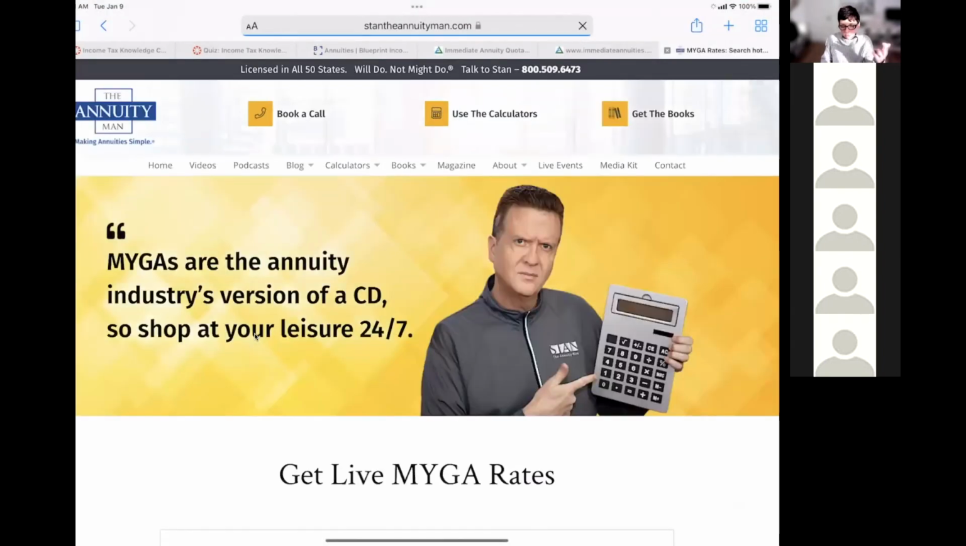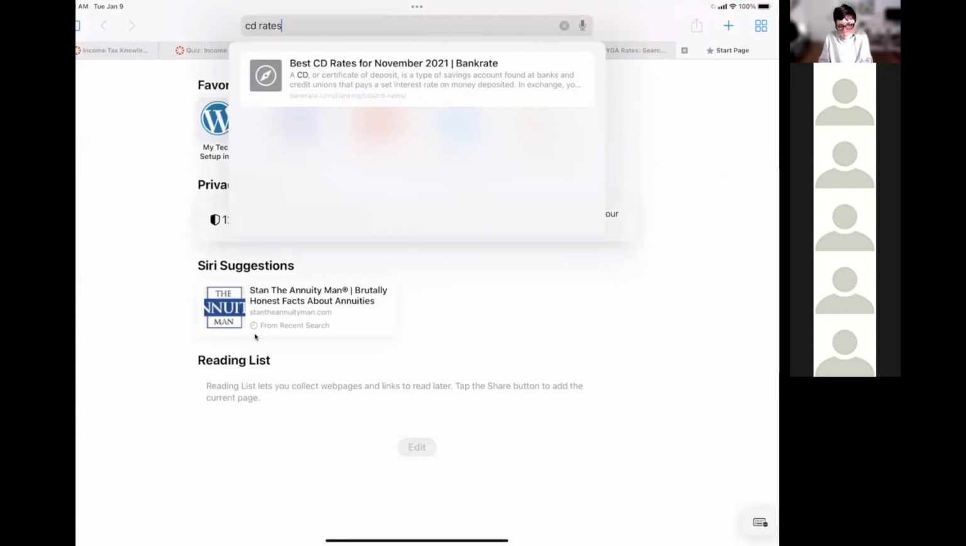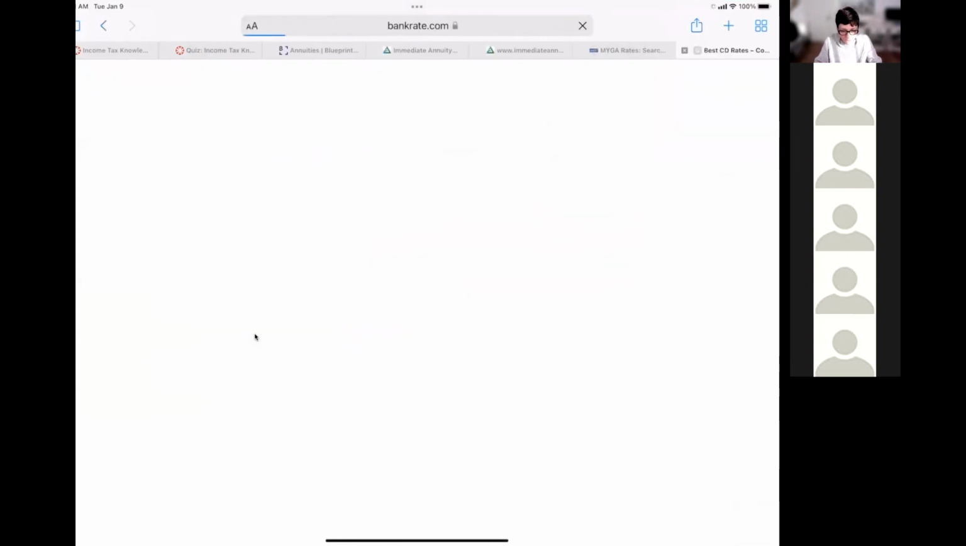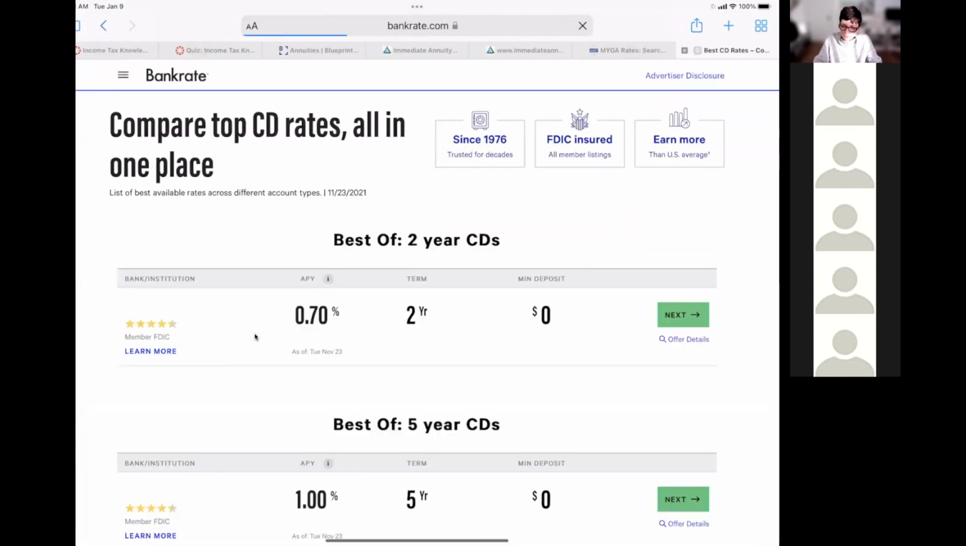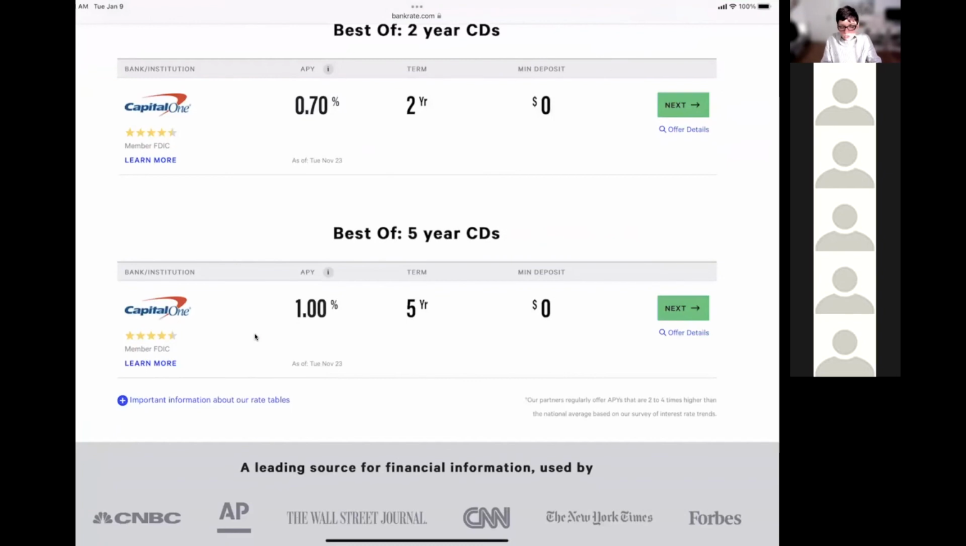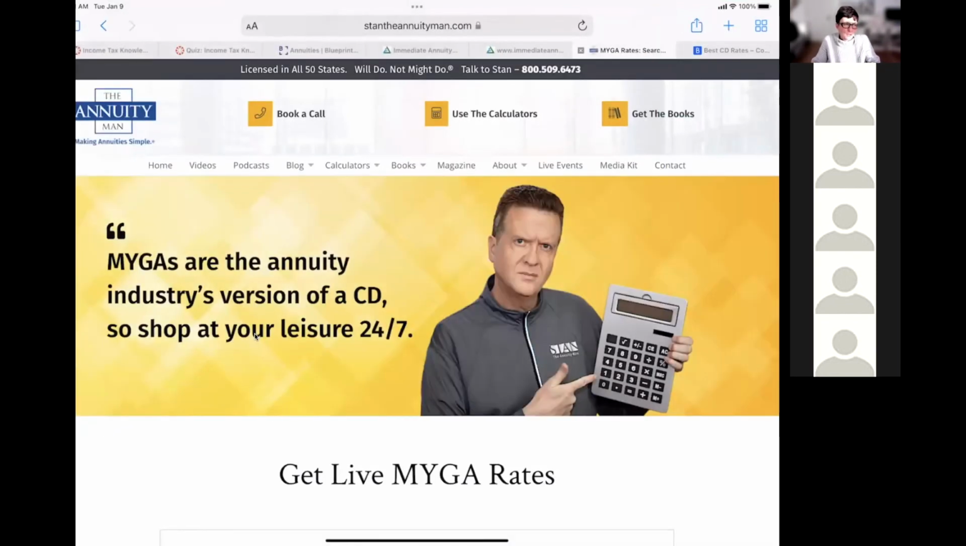So let's say you want to buy a CD. And if we look at CD rates for like a 5-year CD, let's see what Bankrate tells us we're going to get. 2-year, don't care. Best of 5-year CDs right now, according to Bankrate, 1% per year. Doesn't that make you want to barf? Okay, so let's look. Who's going to give away their money for 5 years for 1%?